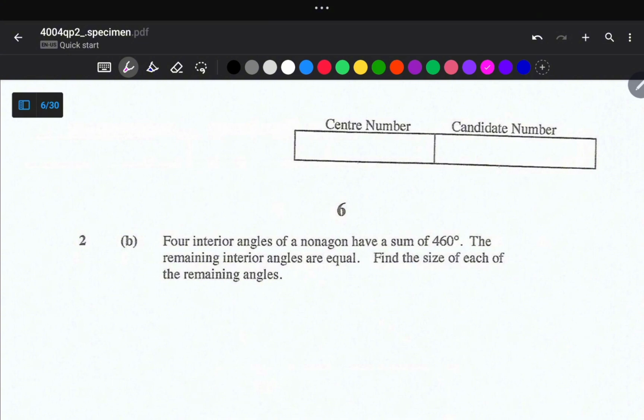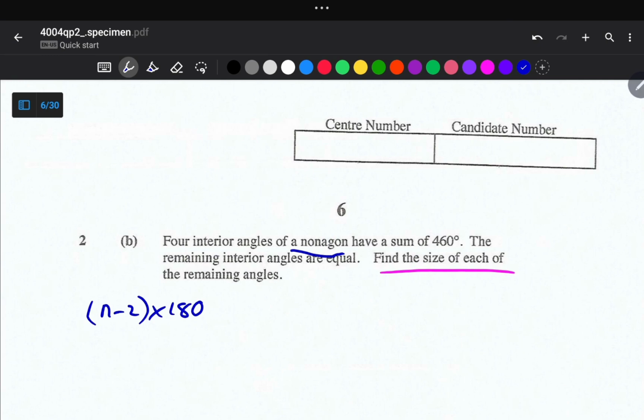The remaining interior angles are equal, so we are required to find the size of each of the remaining angles. So a nonagon is a shape with nine sides, so for us to calculate the sum of the interior angles, we are going to use our formula, which says (n minus 2) multiplied by 180 is equal to the sum of the interior angles.